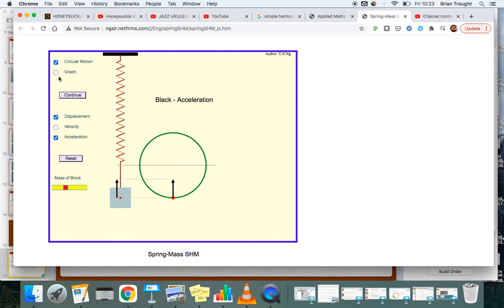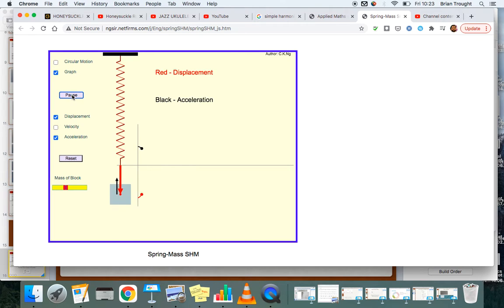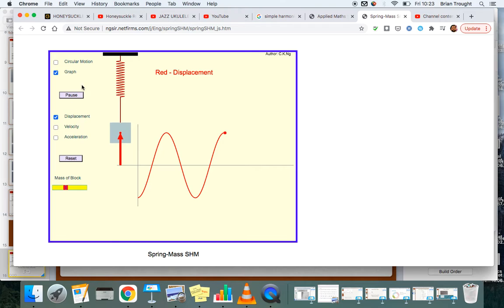Let's go to the third way of looking at simple harmonic motion, and it's the graph method. So you will have seen this in maths already. The graph looks like that. Let's just look at one of them. That turns out to be a cosine graph. So if I pause it, what we're doing here is we're tracing out the path of the red dot up and down as time goes by.